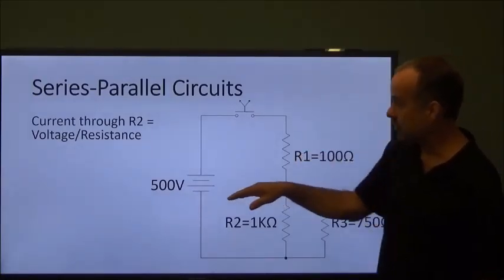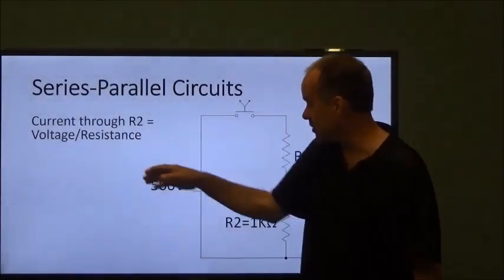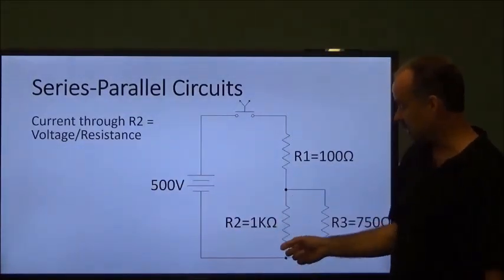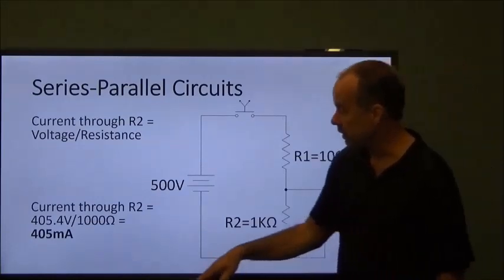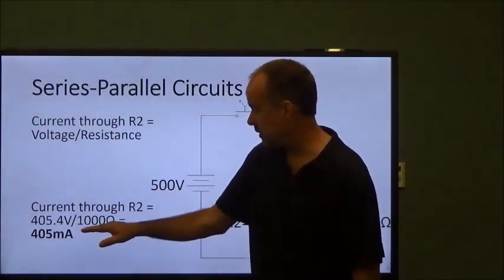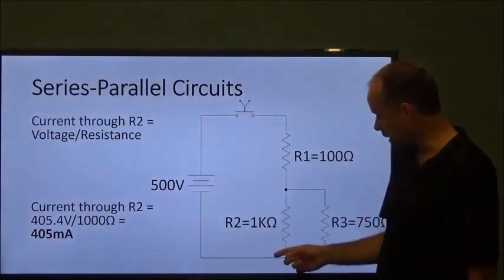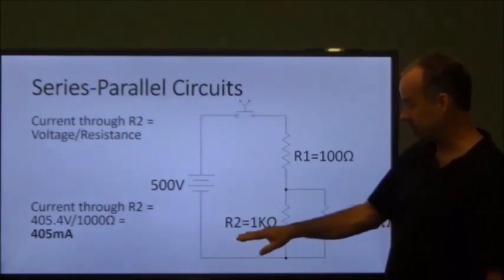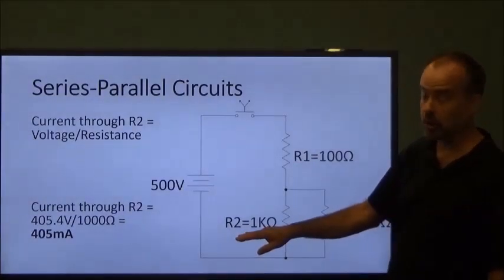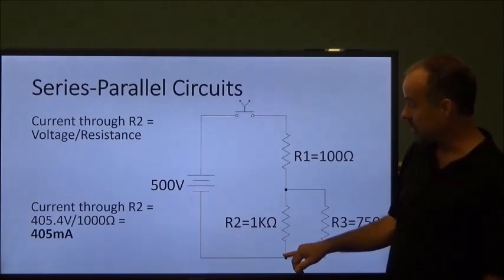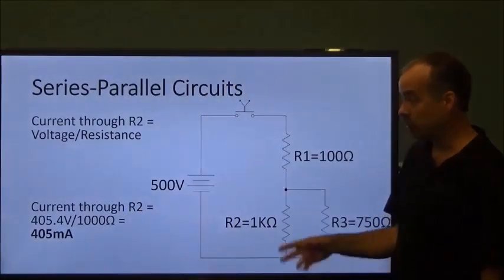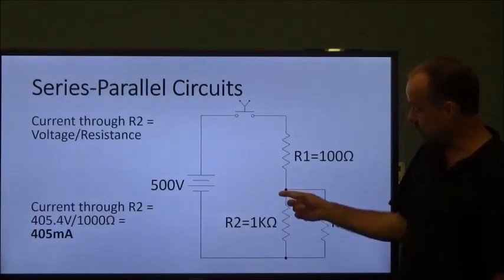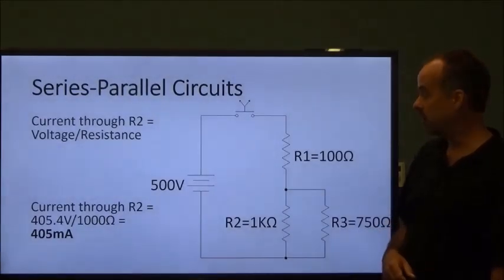Now I take the voltage divided by the resistance, and that tells me how much current I have flowing through R2. So I take the 405.4 divided by my 1,000 ohms right here. I have to convert this to the base unit using Ohm's law. So I determined that it's 405 milliamps, or 0.405 amps, flowing through this resistor in this circuit.